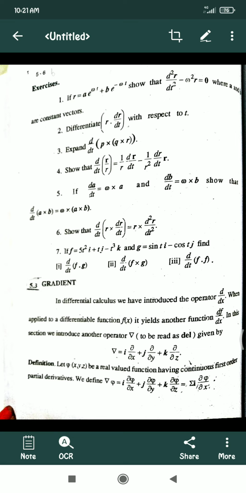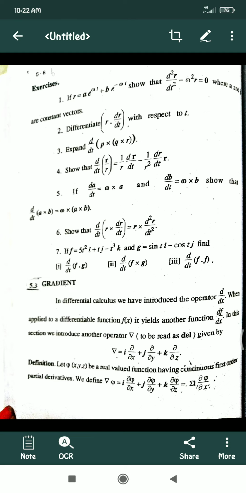Here we have chosen a function pi with three variables x, y and z. These values are real values, so we have a real valued function pi of x, y, z. So we can apply the gradient operator del to it. So we can have del pi equal to i dou pi by dou x plus j dou pi by dou y plus k dou pi by dou z.